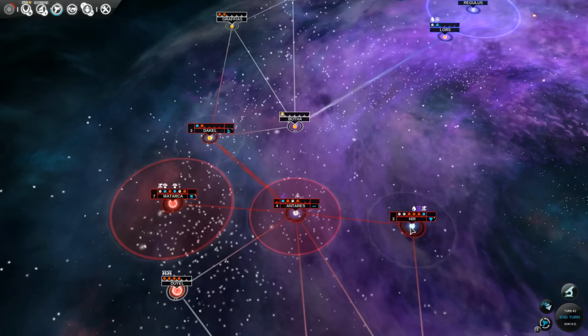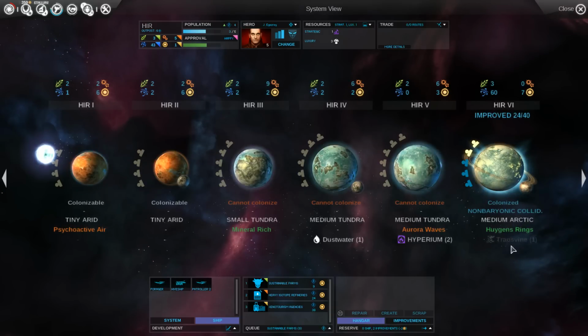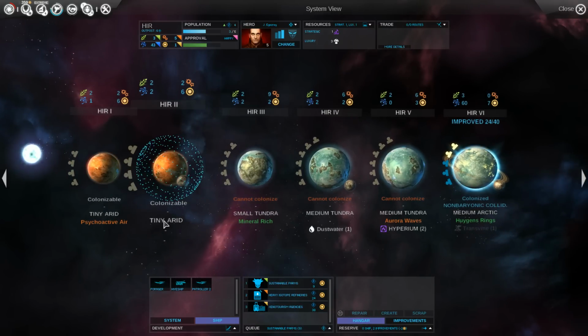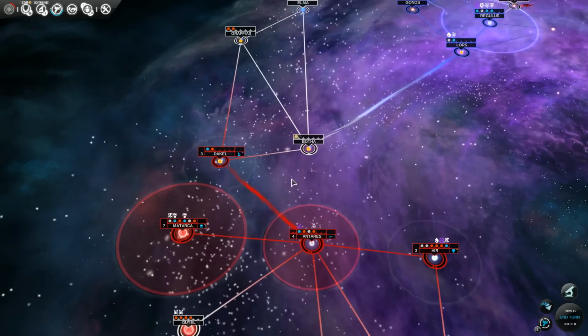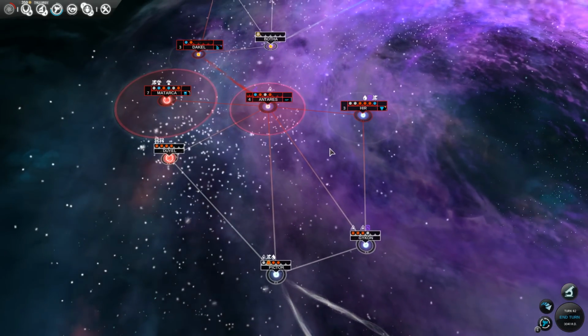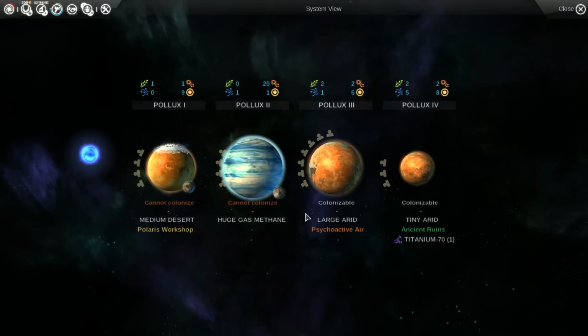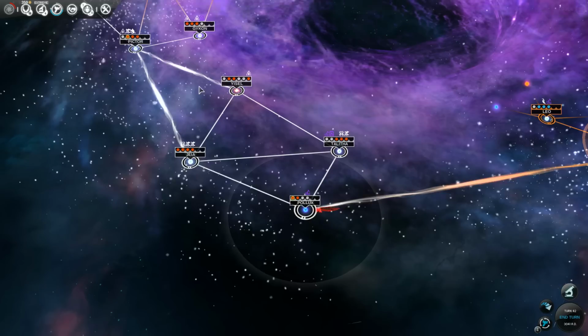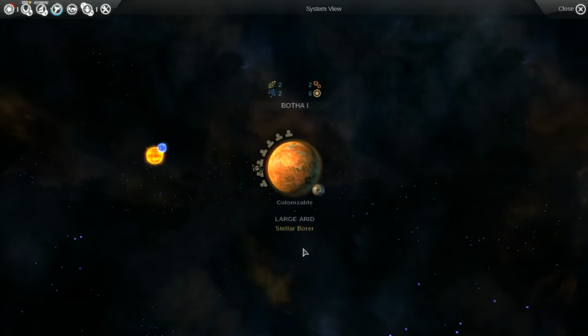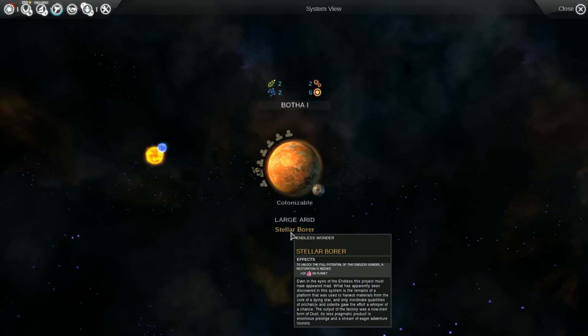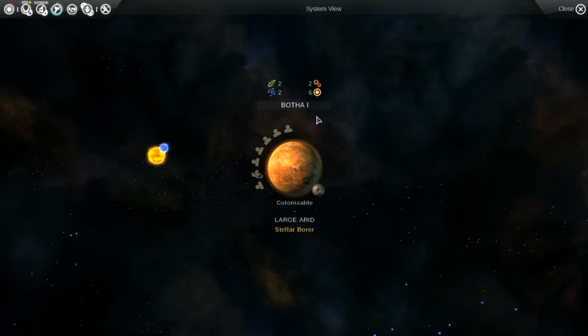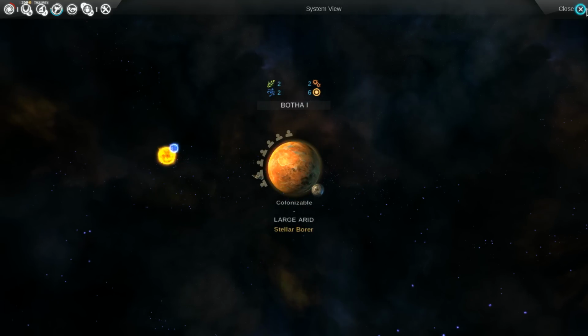Okay. And then in here. Oh, well, no, you don't really want these planets, do we? Don't worry about that. Alright, so where is our hive ship going to go? I think there's a wonder here? The ancient ruins? No. Polaris Workshop, but that's a desert I can't do anything about anyway. Then the other wonder was in Botha? Stellar Borer. Plus 25 approval on planets. I'm going to need to restore it. Other than that, it's not really anything crazy.